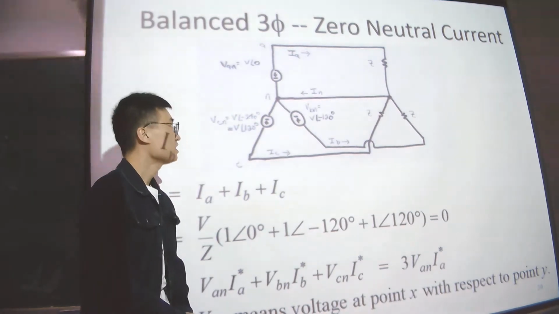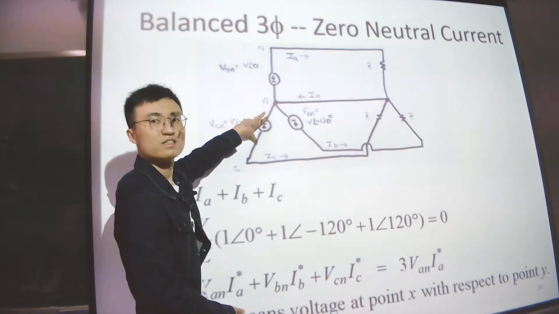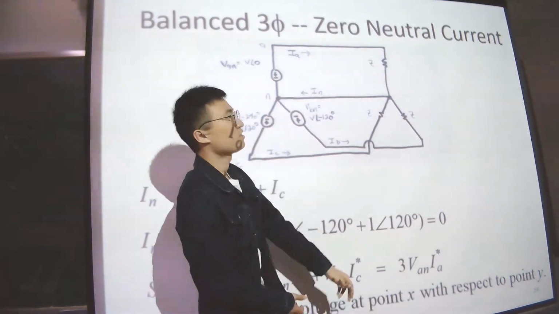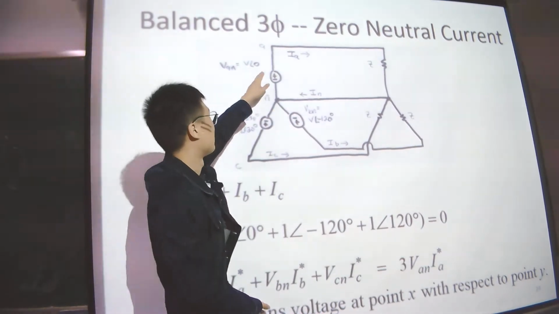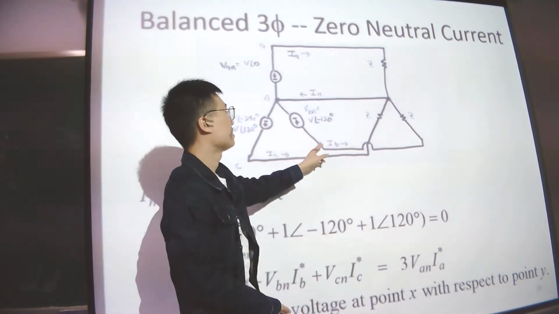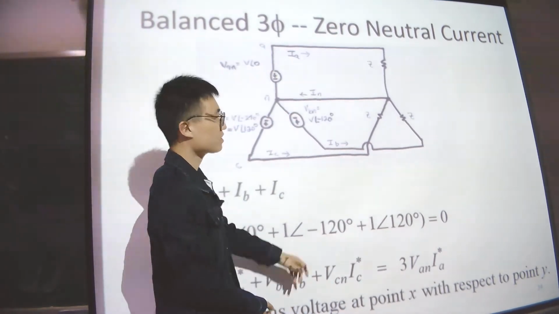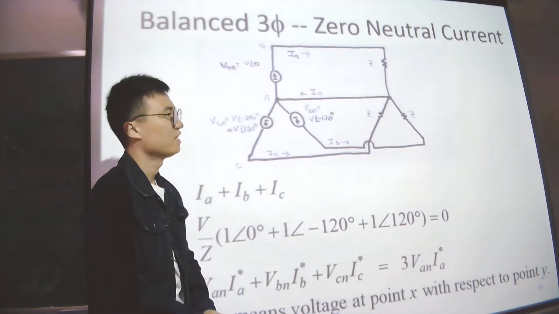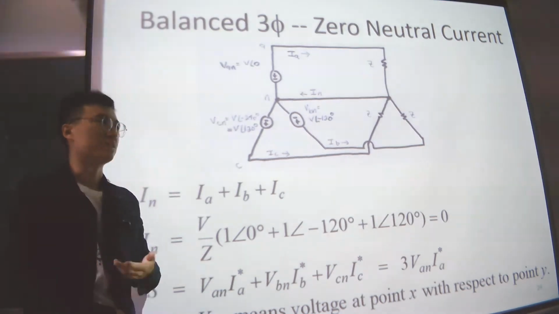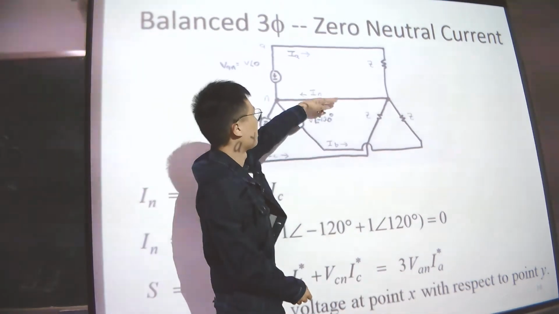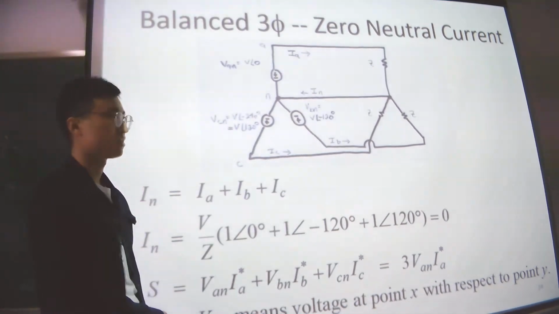But for the voltages, this is the phase voltage, right? And line voltage, we know that phase voltage is from this point to the neutral point. And line voltage is the voltage difference between two of the three lines. So there will be three line voltages.